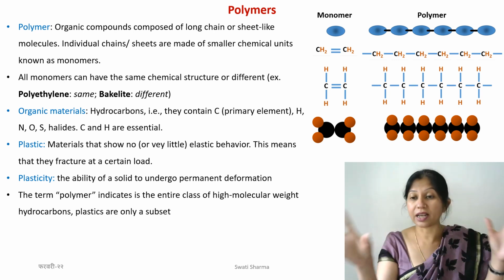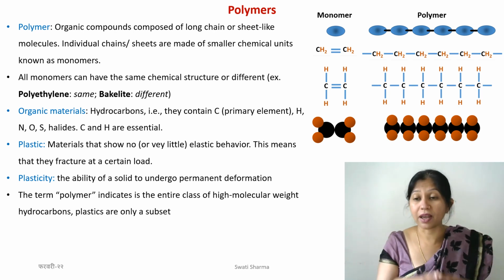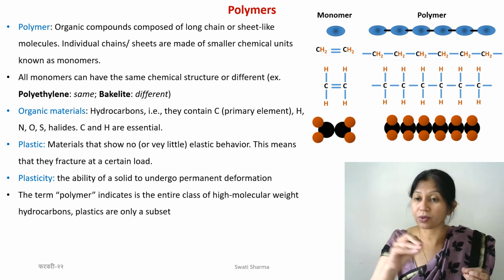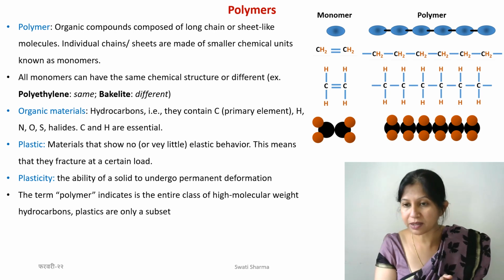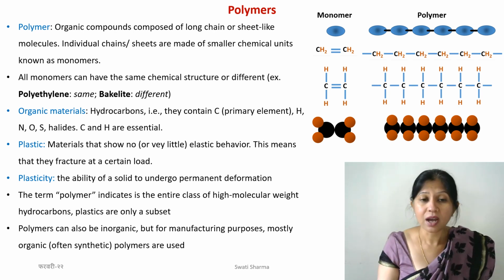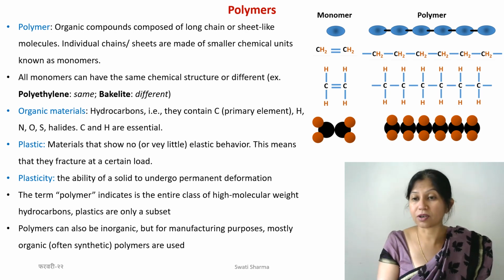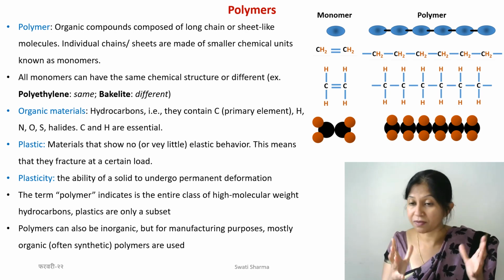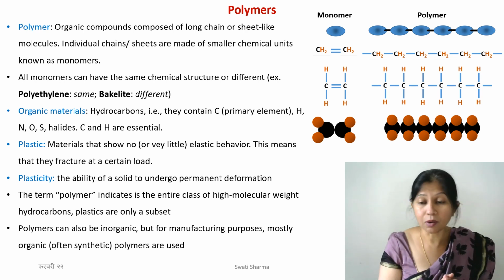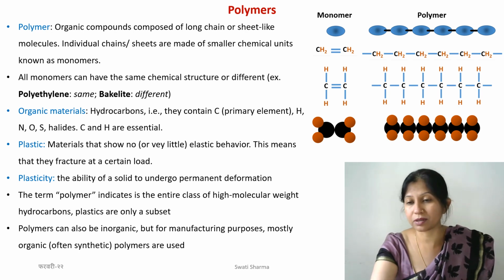Polymer is the entire range of these high molecular weight molecules, or heavy weight molecules, which are made of monomer units. But plastic is sort of a subset of polymers, those materials which harden, and often they cannot be brought back to their normal shape. But again, this is also not completely true. I will come to the next slide. I'll tell you some more differences between different types of polymers. Okay, so here I have written the polymers can also be inorganic, but these are not the ones that we use for manufacturing purposes in most cases.